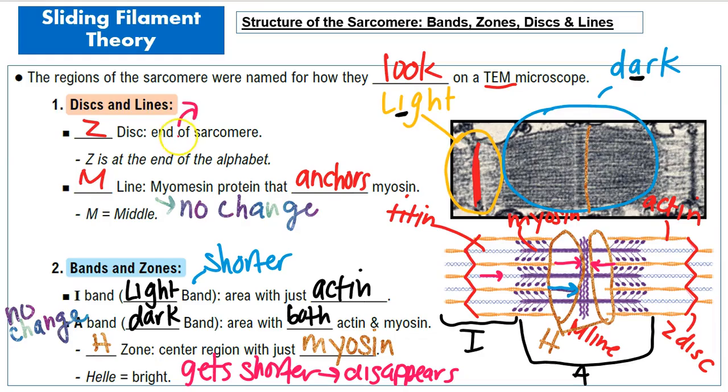What do we know about actin? Actin is anchored at the end of a sarcomere. So you can also say actin is anchored to the Z-disc, right? That's what we know. So we know it's going to anchor the actin. Well, the actin is moving towards the midline during the contraction.